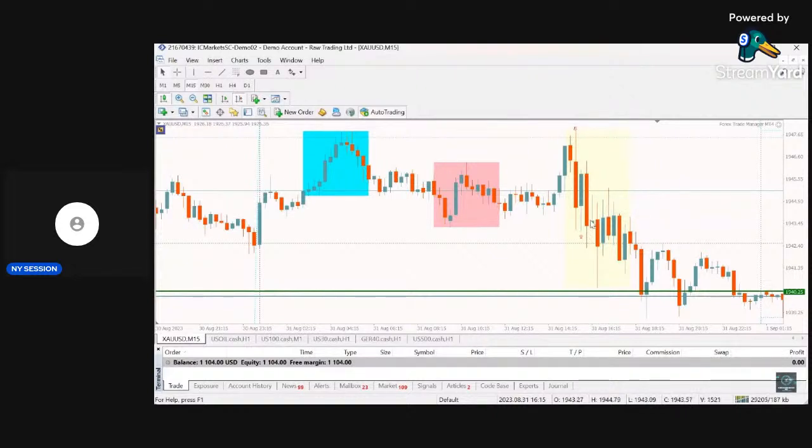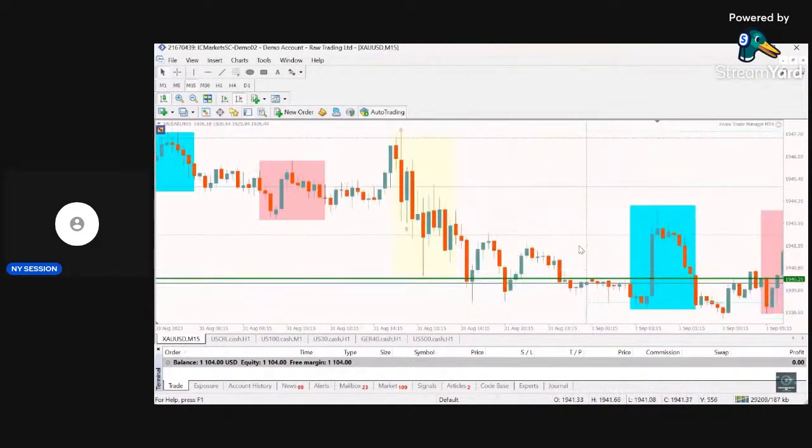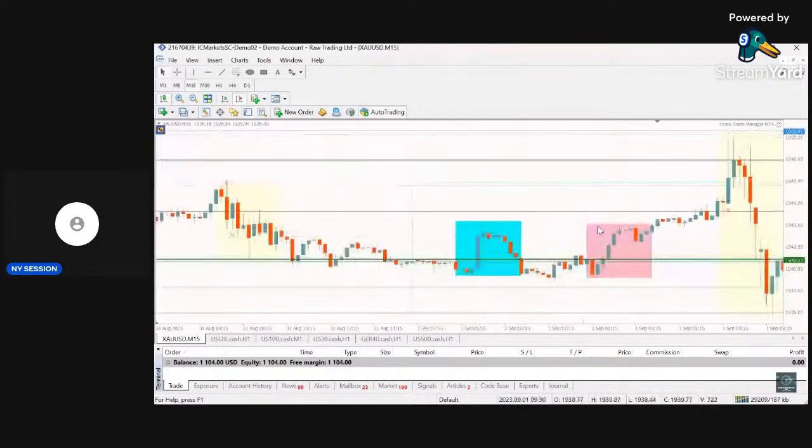If not, following the rules that I've made up, I would be looking for an entry. I'd have actually been looking for an entry up here, but if I missed that, and waited, and it got to the 50, I would have taken the trade there. That's another 50 pips of that news event.